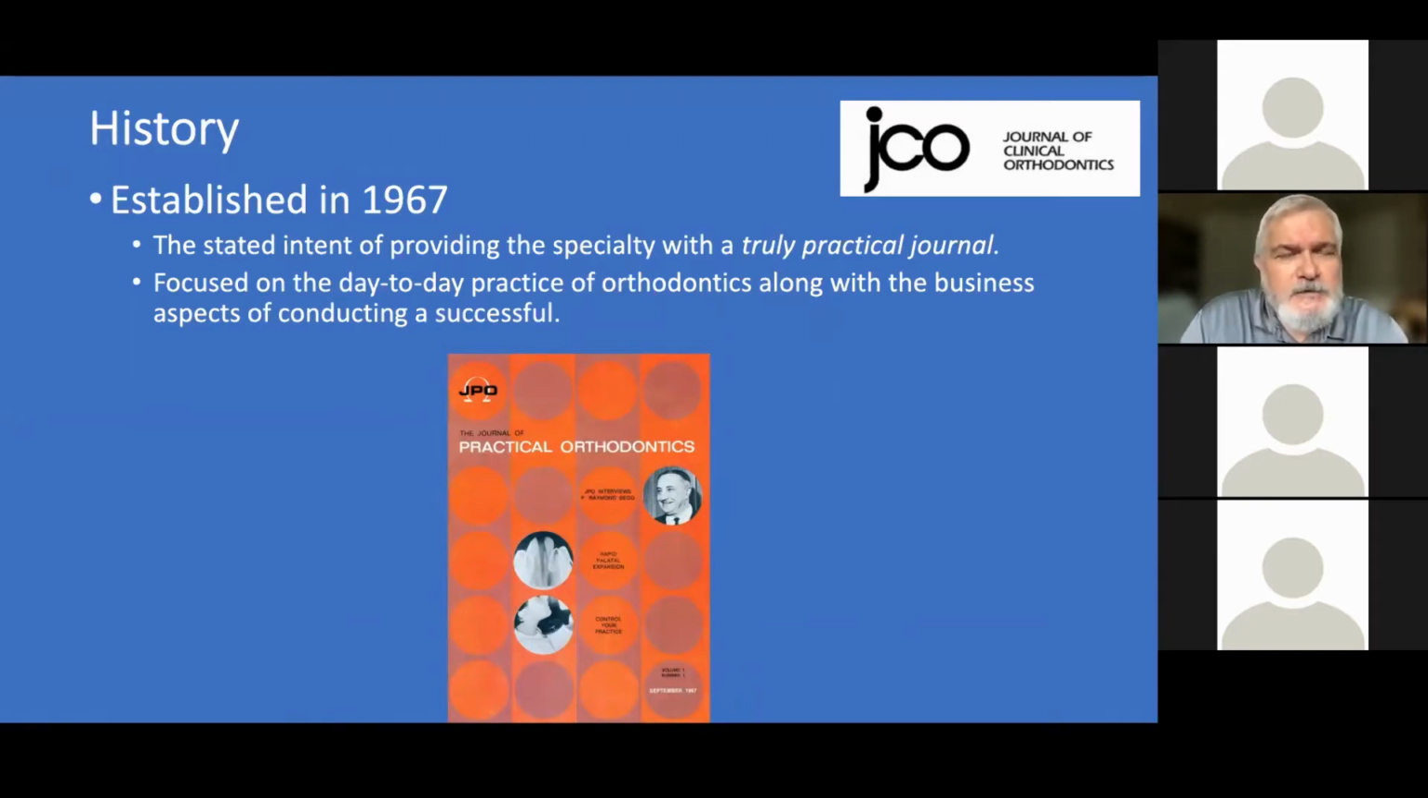So it was established in 1967, actually published, here's volume 1, number 1 in September of 1967. The stated intent of this was to provide the specialty with a truly practical journal focused on the day-to-day practice of orthodontics, along with the business aspects of conducting a successful practice.